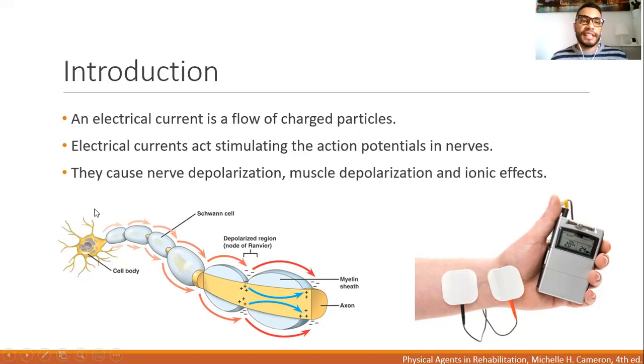Those currents cause nerve depolarization, they can also cause muscle depolarization, and they also have other ionic effects. This means that, for example, they can increase the cell permeability to certain types of ions. So this is also considered an ionic effect, when we change the permeability of the cells.